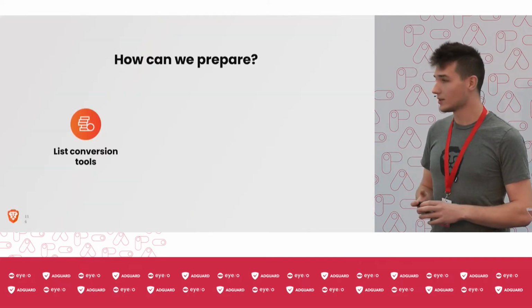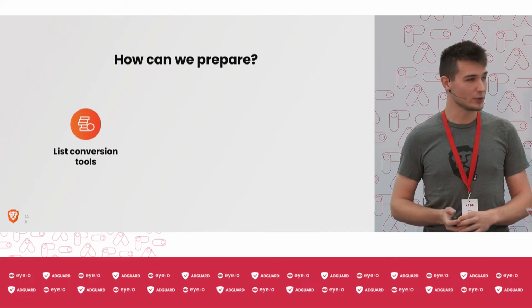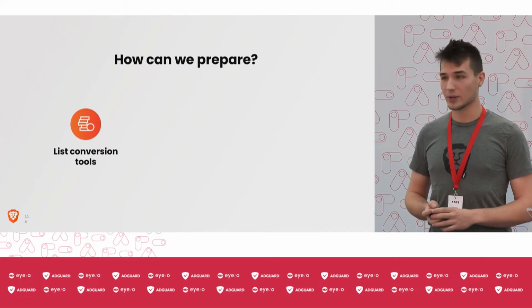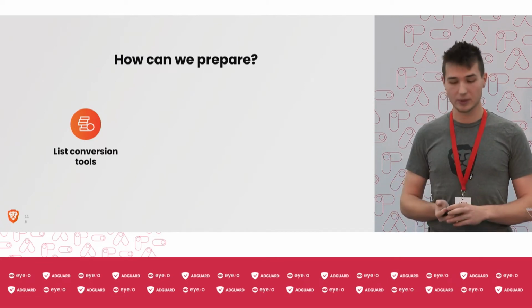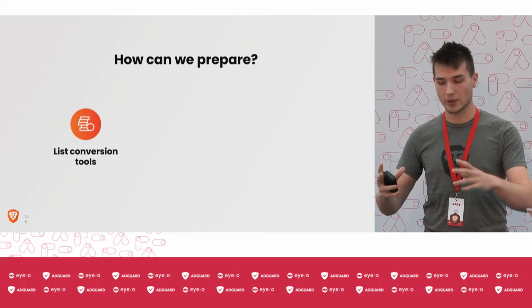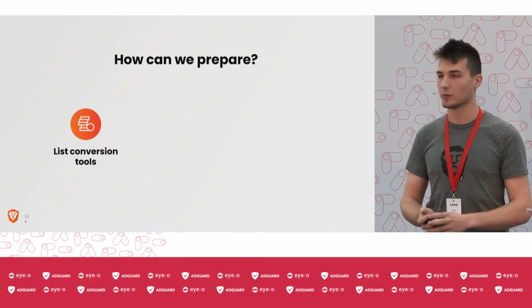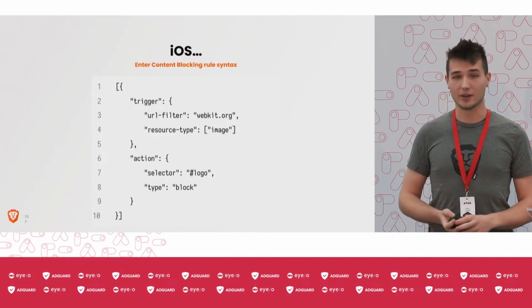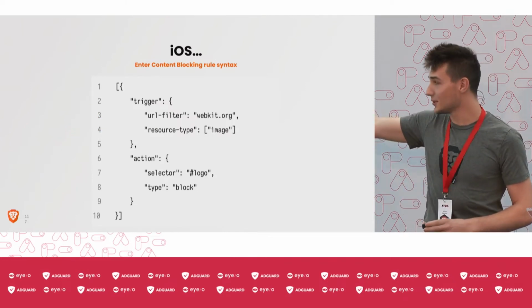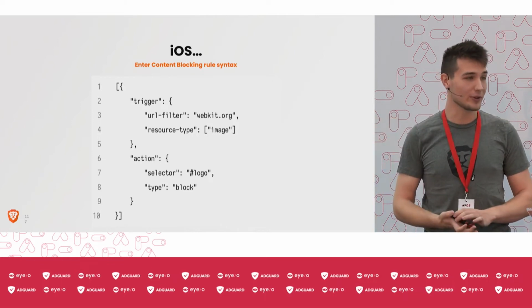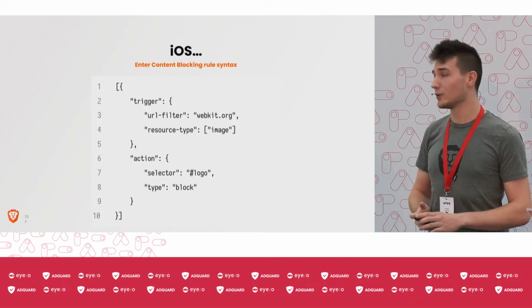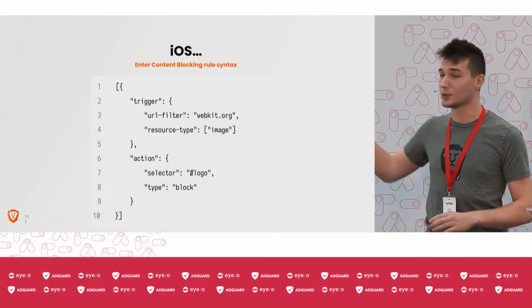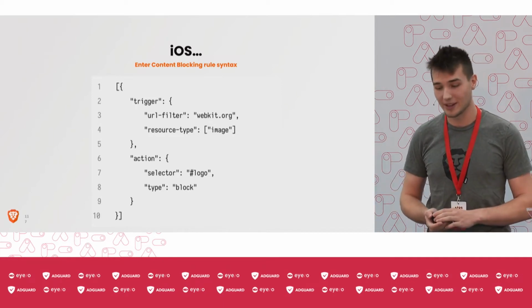And as Andre has mentioned before, I think list conversion tools are a great idea. That way we can continue using the same filter lists as a single source of truth and derive whatever capabilities we need from those. And this is not new at all. This syntax here looks a lot like what I showed you earlier from declarative net request, but it's actually the iOS content blocking syntax. That's a screenshot directly from Apple's documentation.